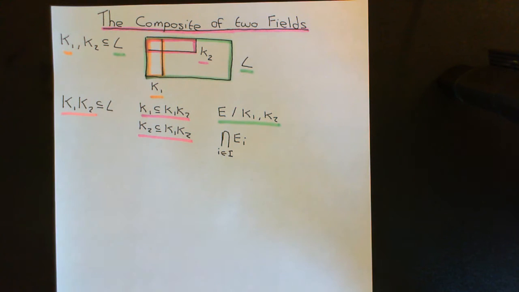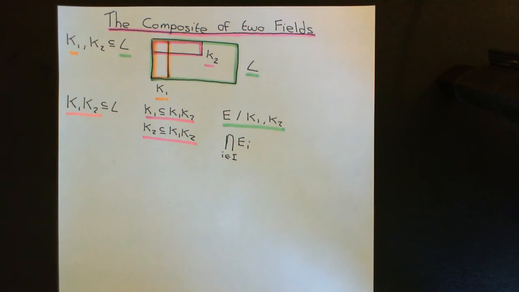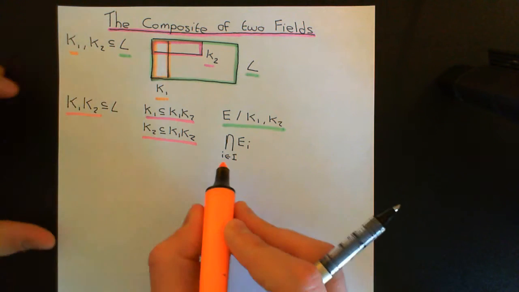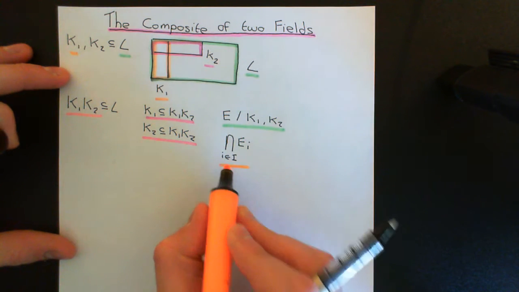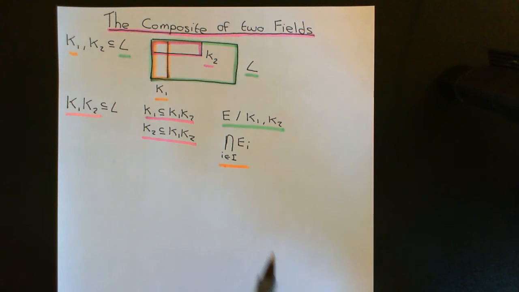So you just look at every possible subfield of L which completely contains K1 and K2, and you intersect all of them together. Now, of course, every single one of these E_i is going to be a field extension of both K1 and K2. So when you intersect them all together, you're going to end up with something that still contains K1 and K2. You're going to end up with a field extension of K1 and K2.